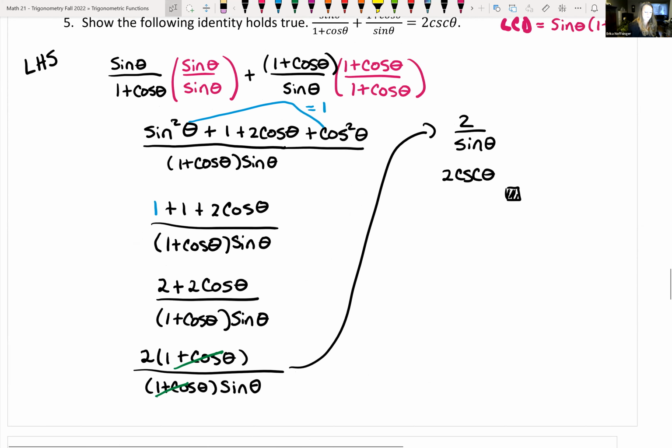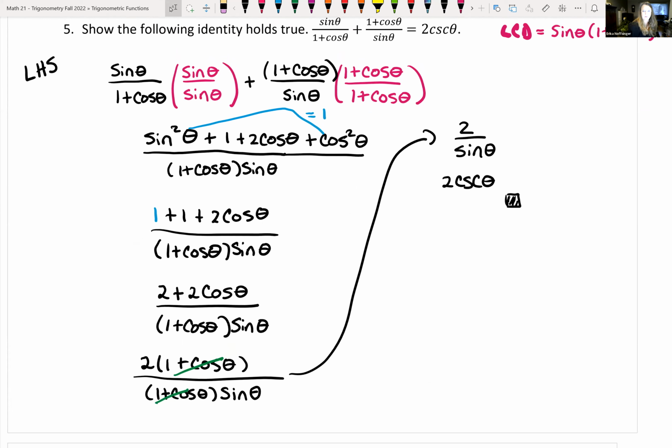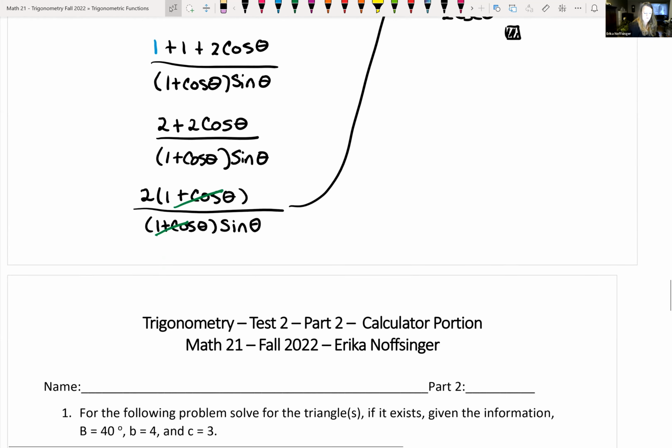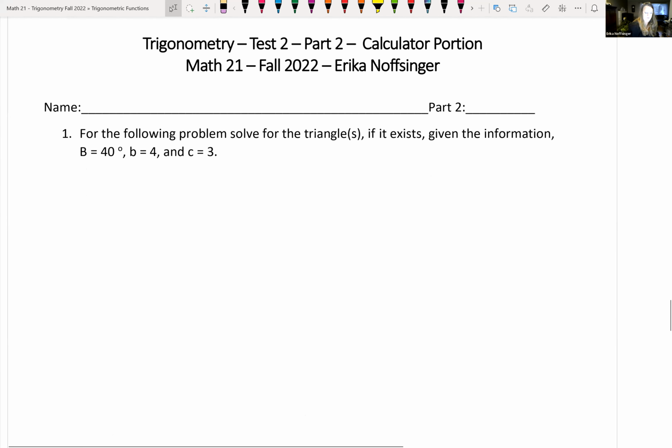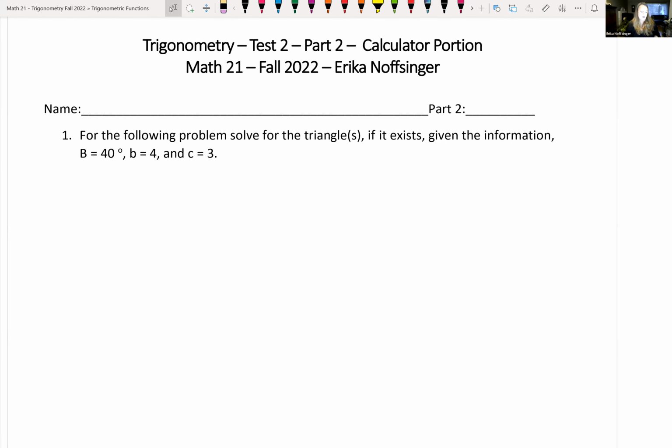Okay, so that was the first portion of the exam. The second portion of the exam allows us to use calculators. The first problem says, on the calculator portion, for the following problem, solve the triangle or triangles, if it exists, given the information. So we're given that the angle of our triangle B is 40 degrees, side b is 4, and side c is 3.